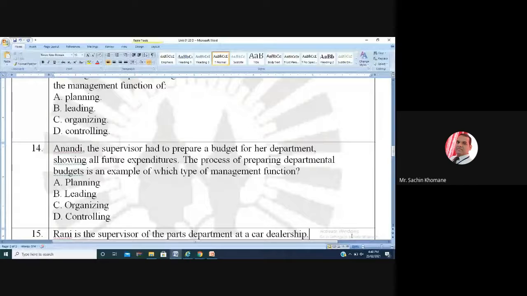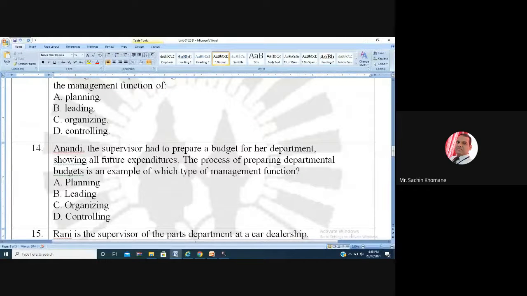Another one is also a very simple question. Anandi, the supervisor, had to prepare a budget for her department, showing all future expenditure. She has to show in the budget काय लागणार आहे भविष्यामध्ये, how much expenditure is required. She is preparing a budget. The process of preparing a departmental budget is an example of which type of management function?